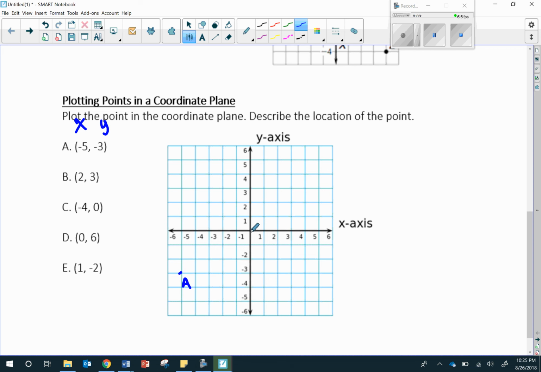Point B, we're going to move 2, then 3. This is point B. Point C, we have -4, and we're not moving up or down, so that's point C. Point D, we're not moving right or left because we have 0 as our x-coordinate, but we are moving +6, so up here on our y-axis is point D. Last but not least, we have E, which is 1, -2, which is point E.